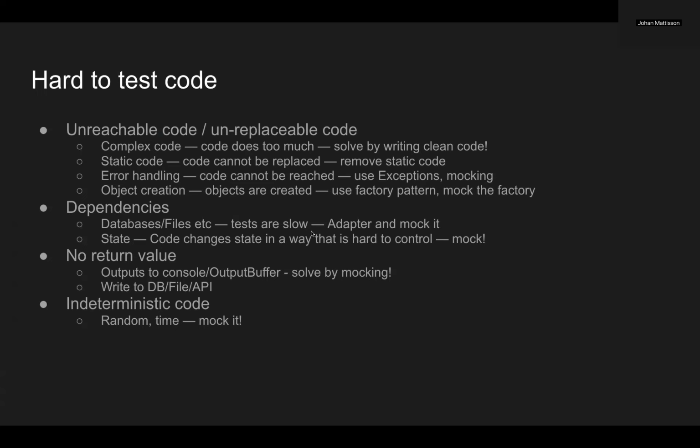Then there are object creations, like having object creations in Java, for example. How do you test calling the constructor? There's no easy way of doing that. But you could use a factory pattern, for example, because it returns an object of that class. That's easier, because then you can use mocking and stuff like that. Yeah, dependency, database, files.